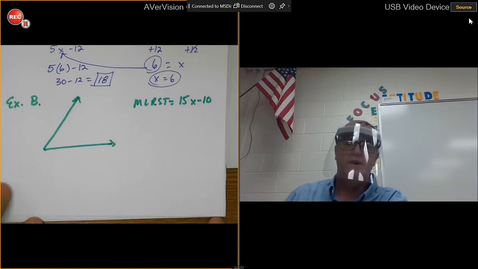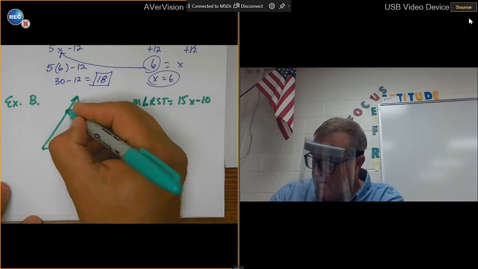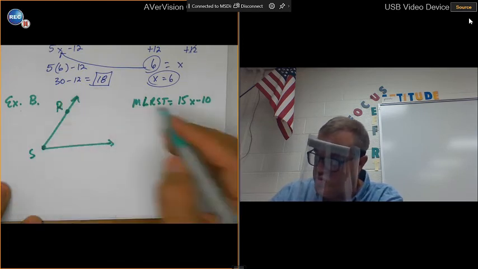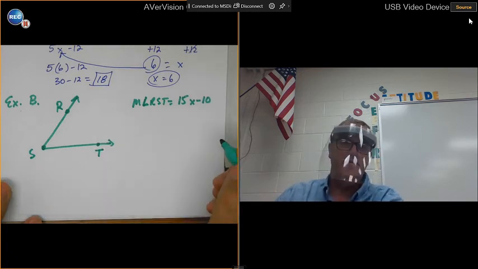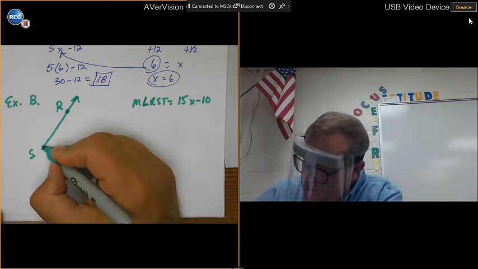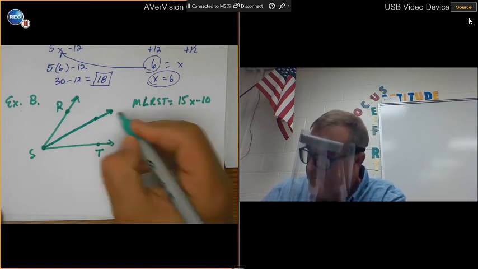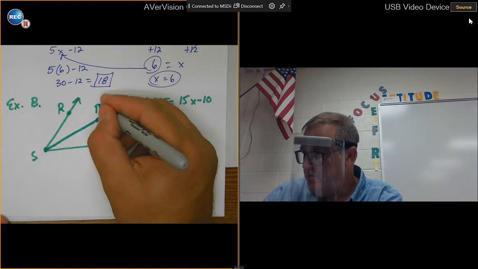Okay, so the measure of angle RST. Well, let's get the picture right. R is on this ray. S is the vertex. T is on this ray. And then they've got one that goes in the middle, don't they? What's the letter that's in the middle, Chase? Is it P? Thank you.